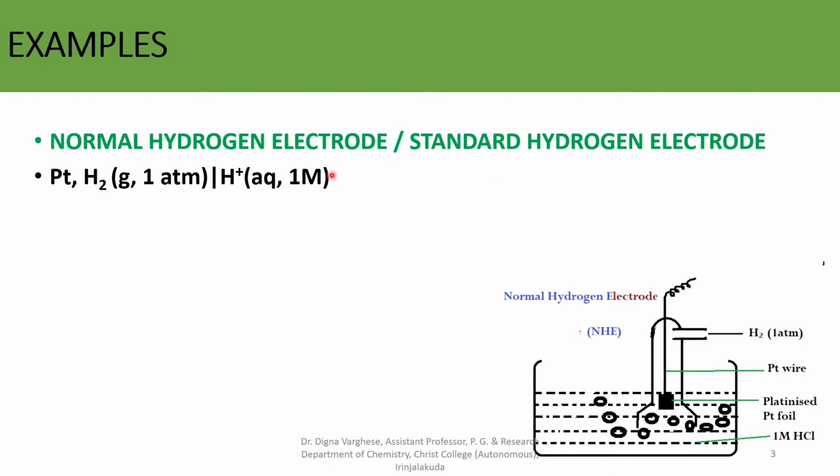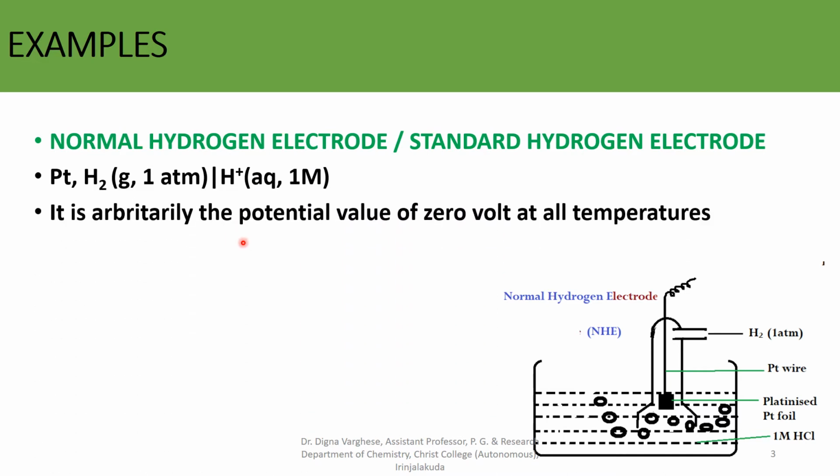So the cell representation is platinum, hydrogen in the gaseous form at 1 atmospheric pressure, H plus aqueous, 1 molar concentration, that is 1 molar concentration of HCl. It is arbitrarily assigned the potential value of 0 volt at all temperatures. The normal hydrogen electrode gives the potential value of 0 volt at all temperatures. The cell reaction is: 2H+ + 2e- giving H2 gas.